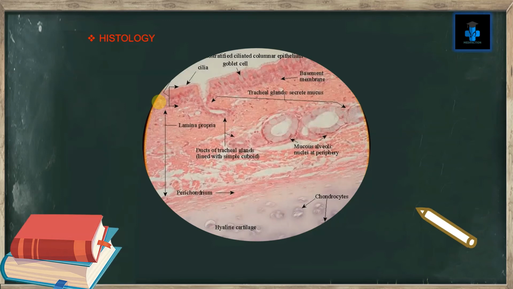The most characteristic feature of the trachea is its supporting framework of 16 to 20 C-shaped hyaline cartilages that encircle it on its ventral and lateral aspect. Here you can see the hyaline cartilages, and these are the chondrocytes. The cartilage is covered by perichondrium on all sides, which separates it from the neighboring structures. The outermost layer is the adventitia, which contains blood vessels and nerves.